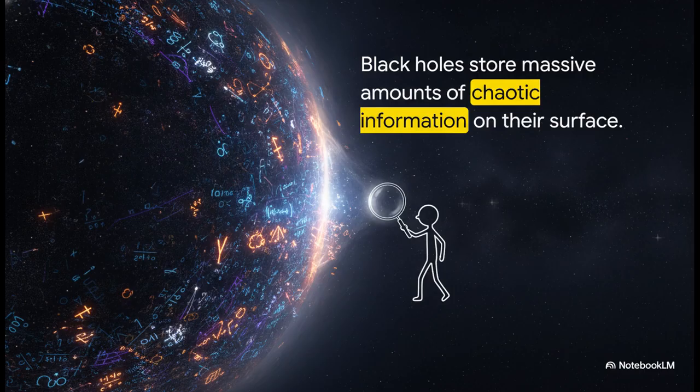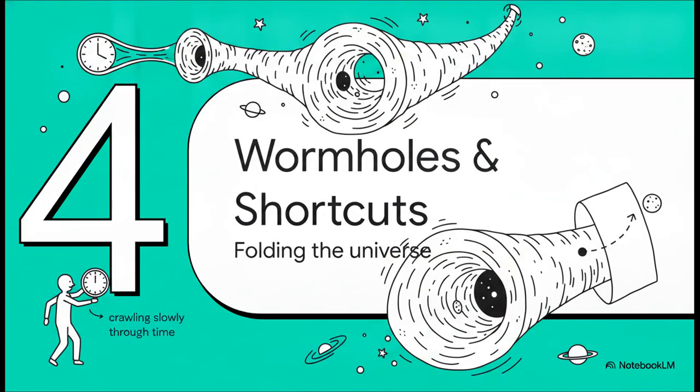Entropy basically being the cosmic measure of messiness and disorder. Stephen Hawking famously calculated that black holes actually store massive amounts of chaotic, 2D quantum information directly on their surface, on the event horizon itself. So they are essentially the ultimate cosmic hard drives, holding on to the scrambled, messy data of every single thing that ever fell inside.